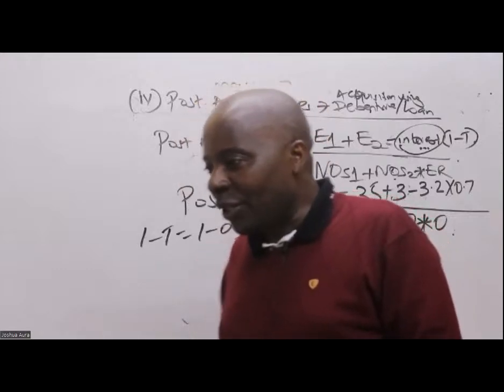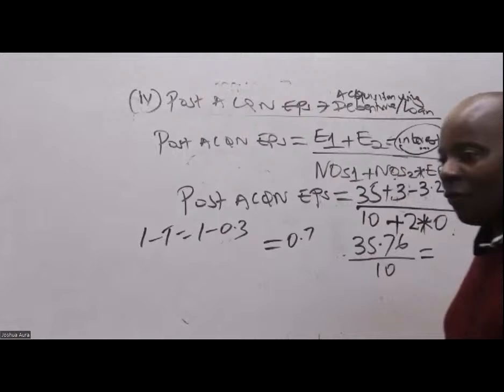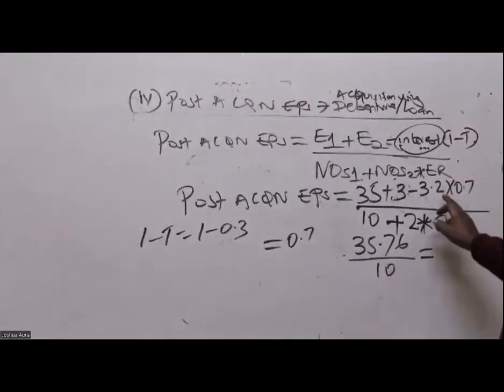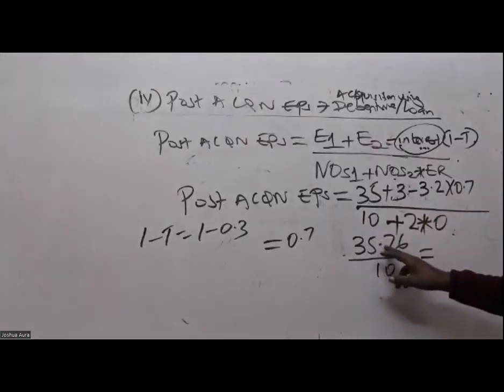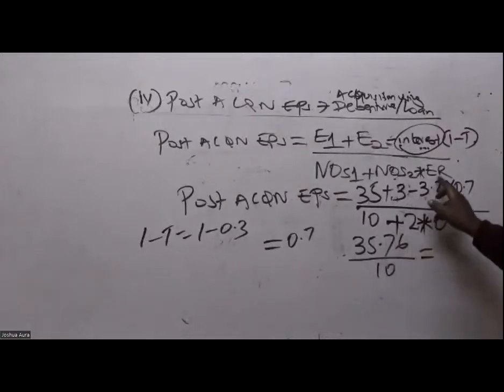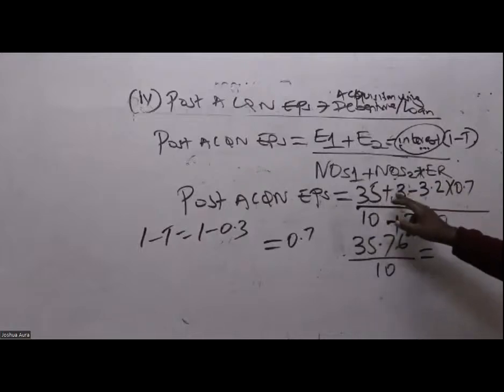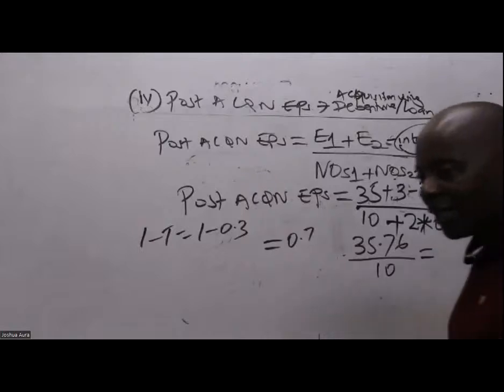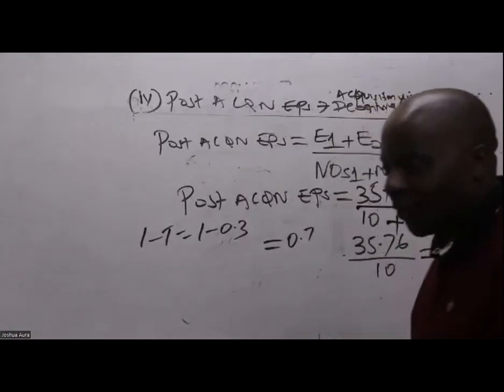Leshanta is getting 4.57. Leshanta, are you sure you used this very well? Because you see the numerator here is 35.76, and this is 10. Sometimes ensure that you don't put brackets. 35 plus 3 minus this, times 0.7. Let's check again. Don't worry, we shall overcome.